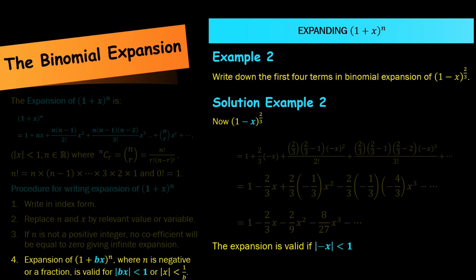In the expansion of 1 plus bx, all raised to the power n, the expression is going to be valid when mod bx is less than 1. So in our example, bx equals minus x, and therefore mod minus x must be less than 1 in order for the expansion to be valid. And if we want a neater expression for mod minus x less than 1, we can rewrite that as mod x less than 1.